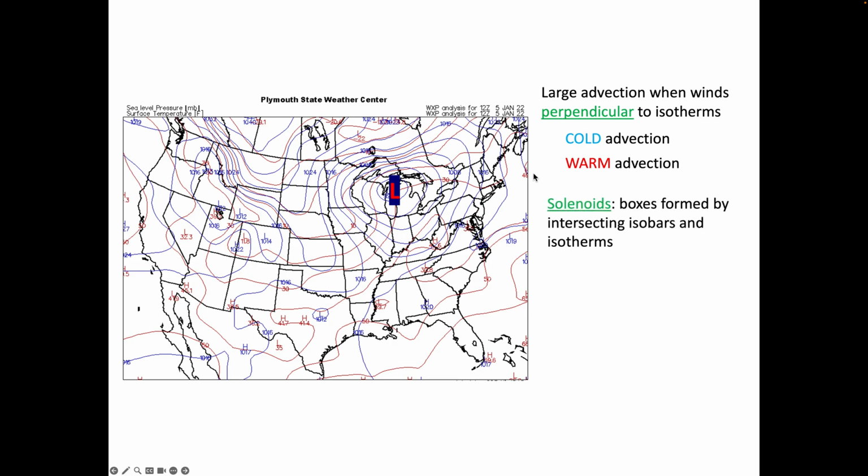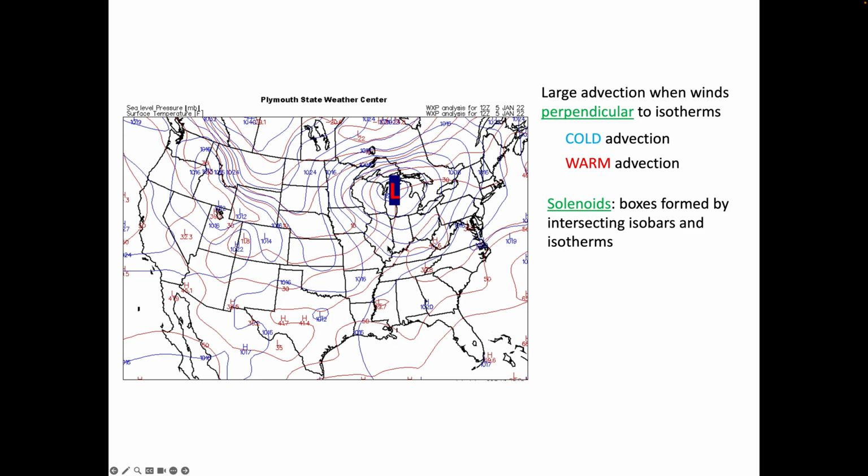All right. Now the last thing I want to point out is something called solenoids. A solenoid is basically a box that is formed by intersecting isobars and isotherms. So you can see a couple of solenoids in Illinois, where we have our cold advection occurring. And then you can see solenoids again in southern Canada and upstate New York, where we have warmer air and warm advection occurring, warmer air moving towards the north. The solenoids are basically used to indicate where the magnitude of the advection is large.